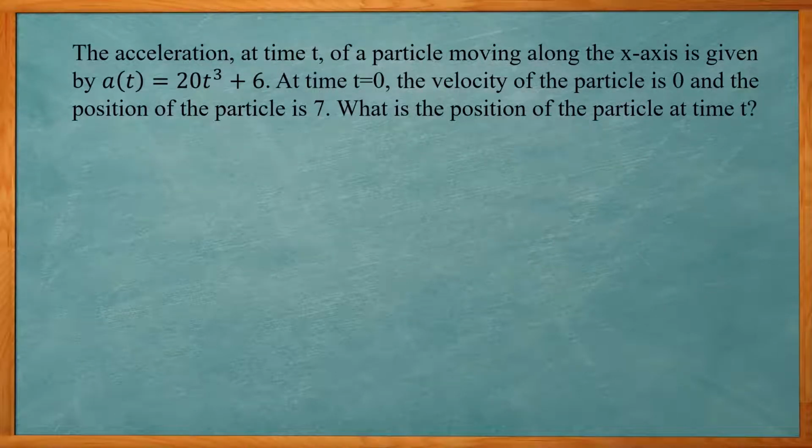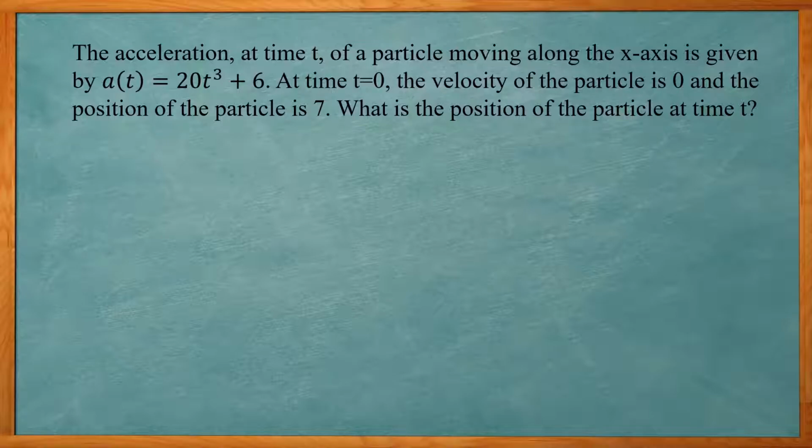And so this problem said the acceleration at time t of a particle moving along the x-axis is given by a of t equals 20 t to the third power plus 6. At t equals 0, the velocity of the particle is 0, and the position of the particle is 7. What is the position of the particle at time t?